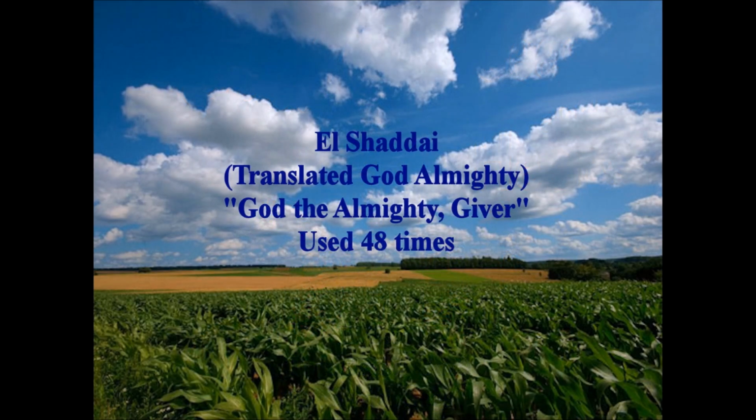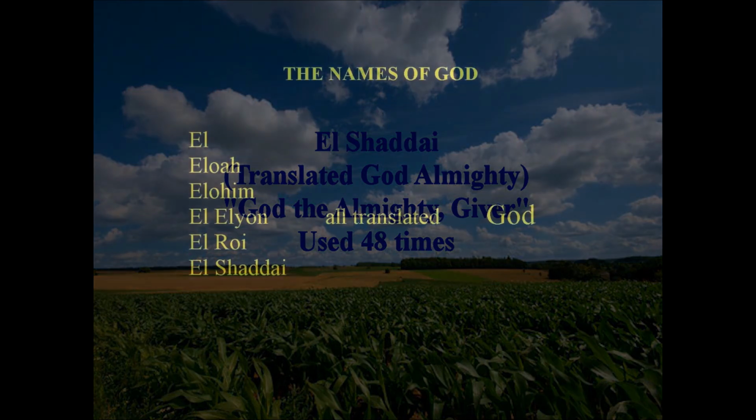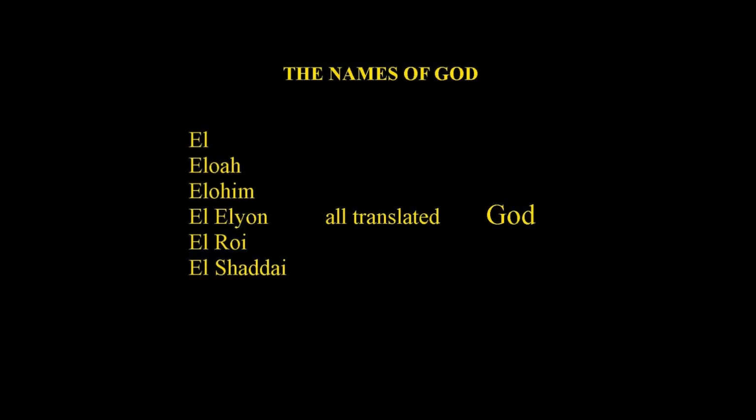The sixth name of God is El Shaddai. El Shaddai means God the Almighty. This name of God appears 48 times in the Old Testament. El Shaddai is God as a source of grace and strength, as giver, not just as creator. This name refers to God's ability to supply all the needs of His creation. This name was especially used by the patriarchs in old times. All of these names of God are translated in our English Bibles as God with a capital G.